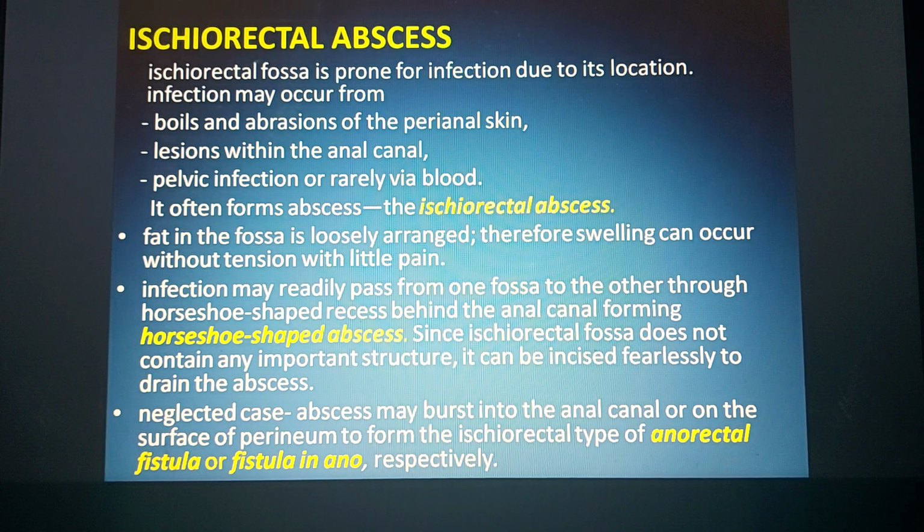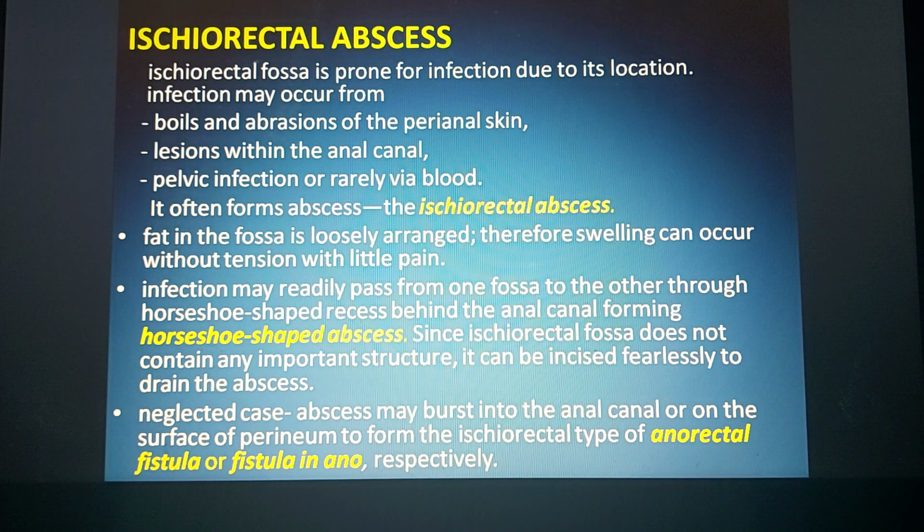Coming to the applied anatomy of this ischiorectal fossa, it is mainly abscess. Ischiorectal abscess. This ischiorectal fossa is prone to infection due to its location. Infection may occur from boils and abrasions of perianal skin, lesions within the anal canal, pelvic infection, or rarely via the blood. It often forms an abscess, which is called ischiorectal abscess.